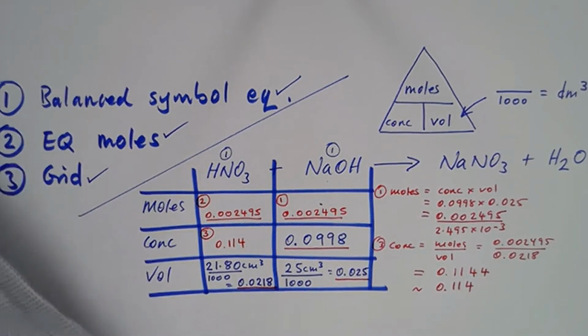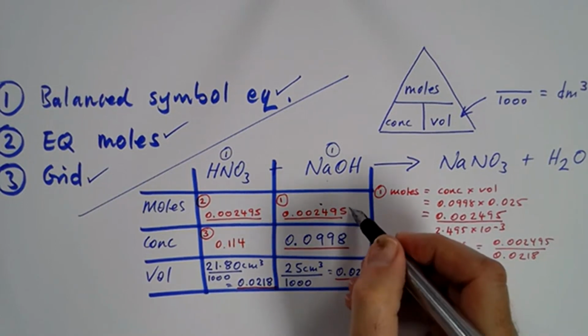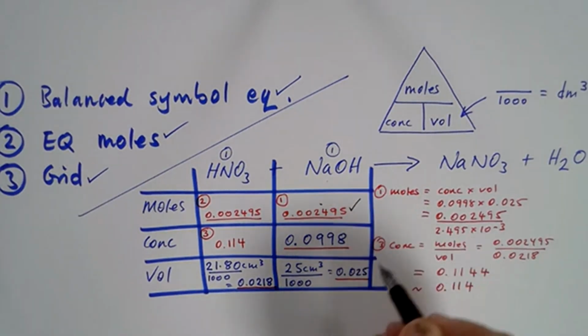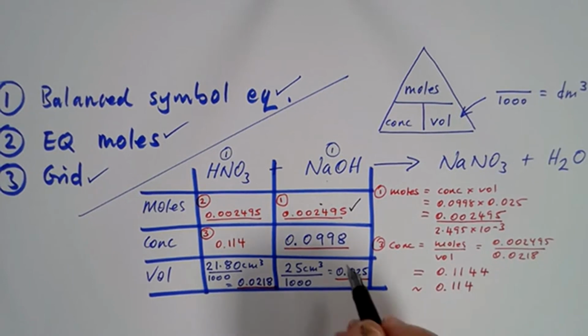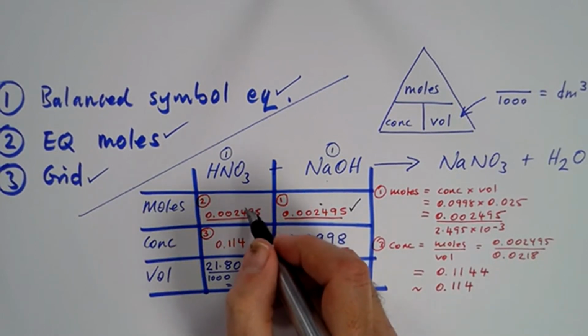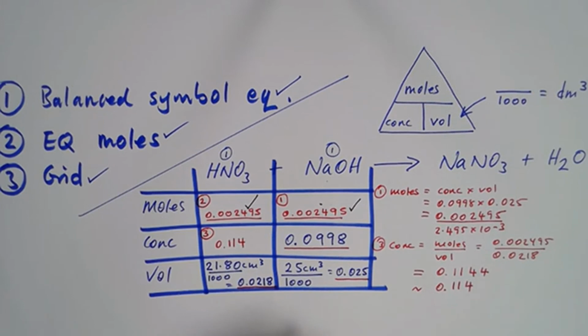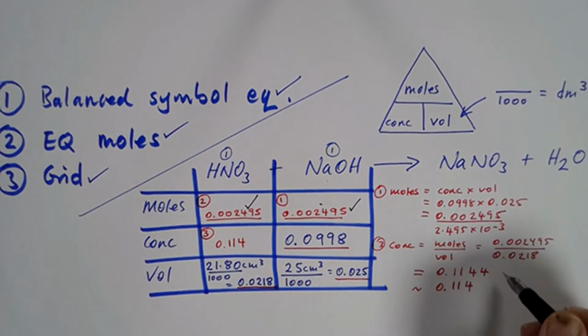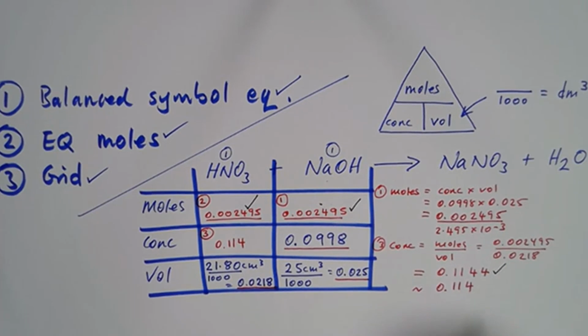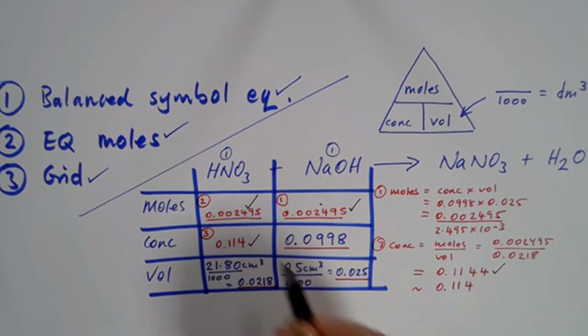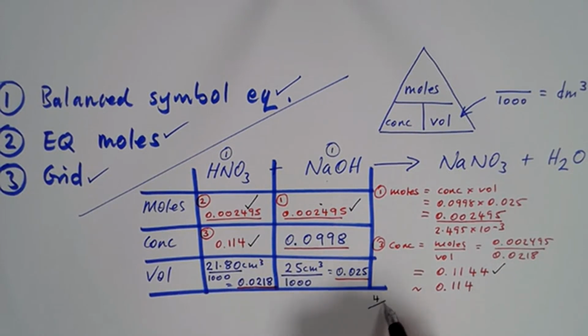So in terms of marking this, the first thing we would have to have done is to work out the moles of the sodium hydroxide. So we just scored 1 mark for that. Then the moles of the acid, so 1 mark for that. Then the concentration of the acid, 1 mark for that. And then the concentration of the acid rounded to 3 significant figures, so 1 mark for that. So overall, it's given us a score of 4 out of 4.